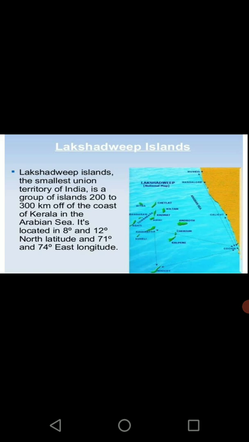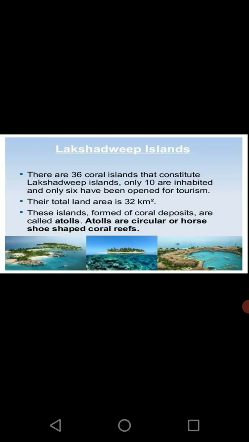They are of coral origin. Now corals are microscopic organisms, and these corals have formed these islands. It is the smallest land. Kavarati is its headquarter also. Lakshadweep is totally made up of 36 coral islands and the total area is 32 square kilometers. These are the various types of islands. In this we find atolls, that means completely circular, or the horseshoe type of coral reefs also we found here.